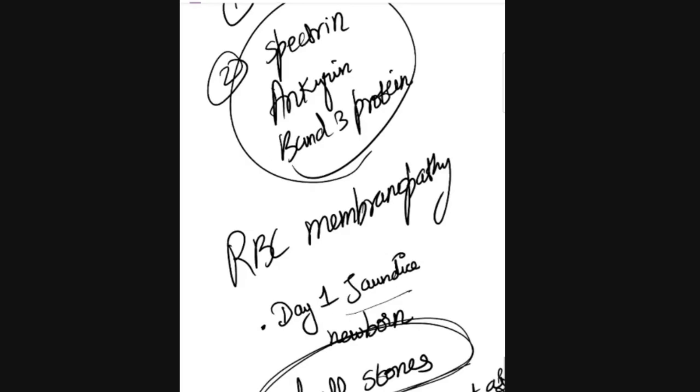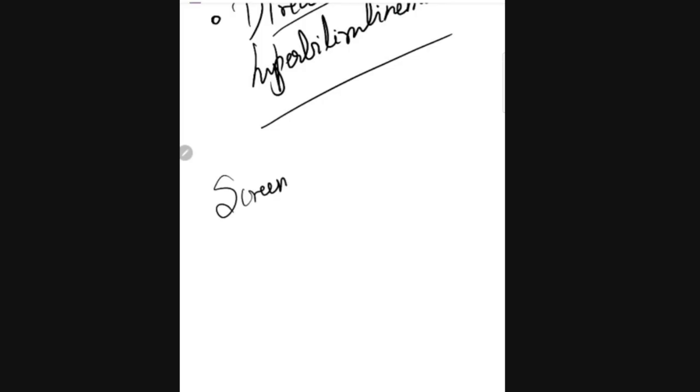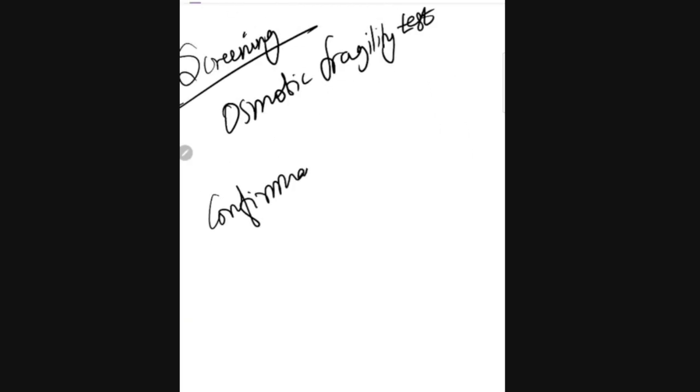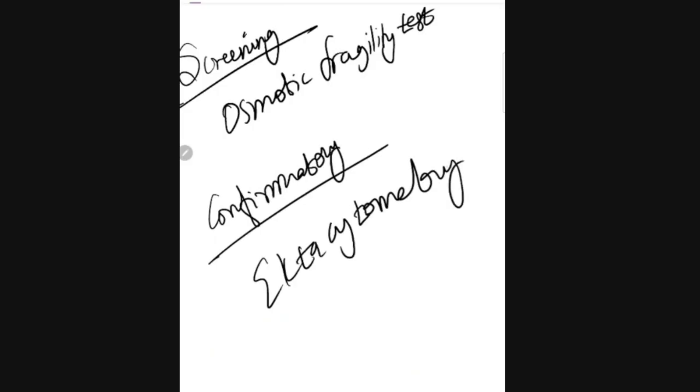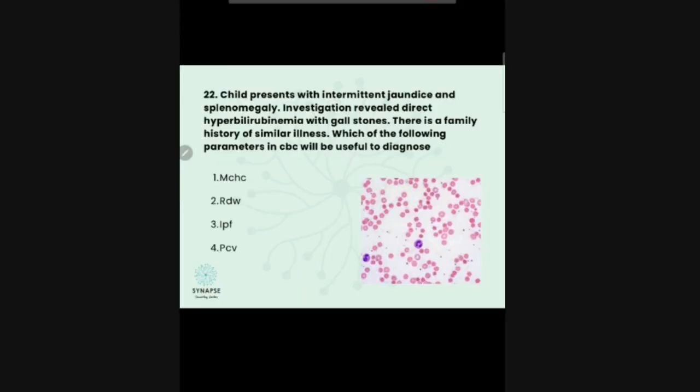So in hereditary spherocytosis, for screening we use the osmotic fragility test, and for confirmation we use eosin-5-maleimide (EMA) flow cytometry. Okay, so this is all about hereditary spherocytosis. Spherocytes you don't see only in hereditary spherocytosis; you also see spherocytes in any hemolysis. Sometimes even in dehydration you may have spherocytes.